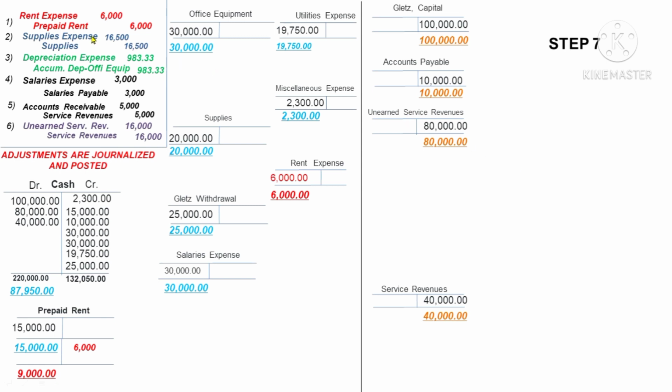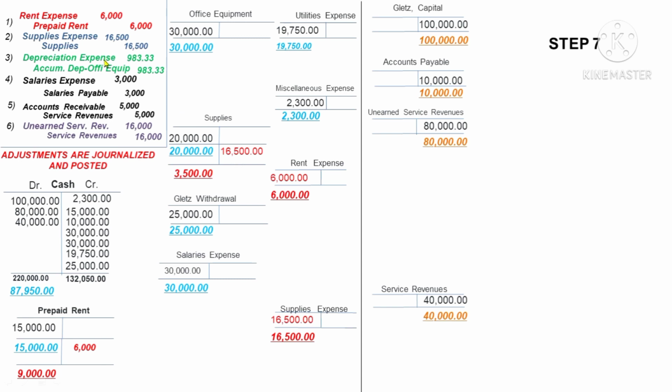Next is we have the debit supplies expense 16,500 and credit supplies of 16,500. But since we don't have any T account for supplies expense, let's make one. So we have here the supplies expense 16,500 and the total is 16,500. And don't forget the credit supplies of 16,500. So we have here the supplies already. So you just need to credit the 16,500 and the 20,000. The previous balance minus the credit of 16,500, the supplies is now 3,500.